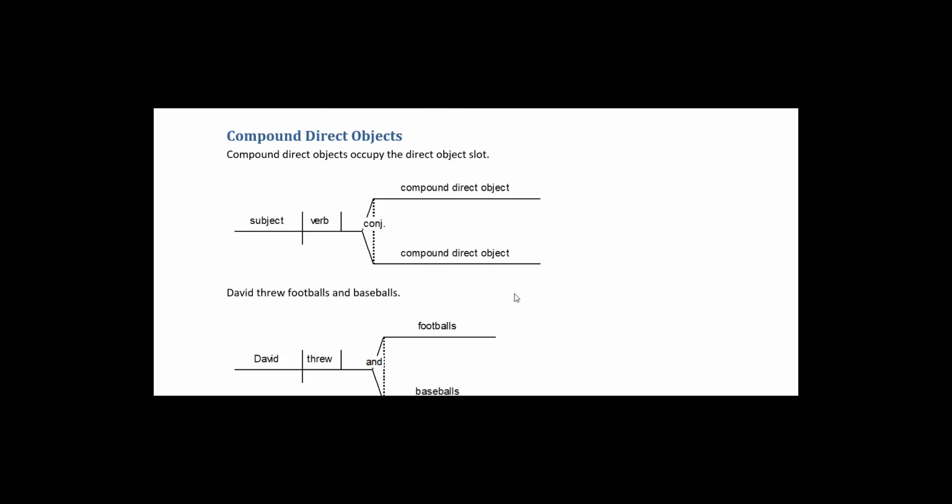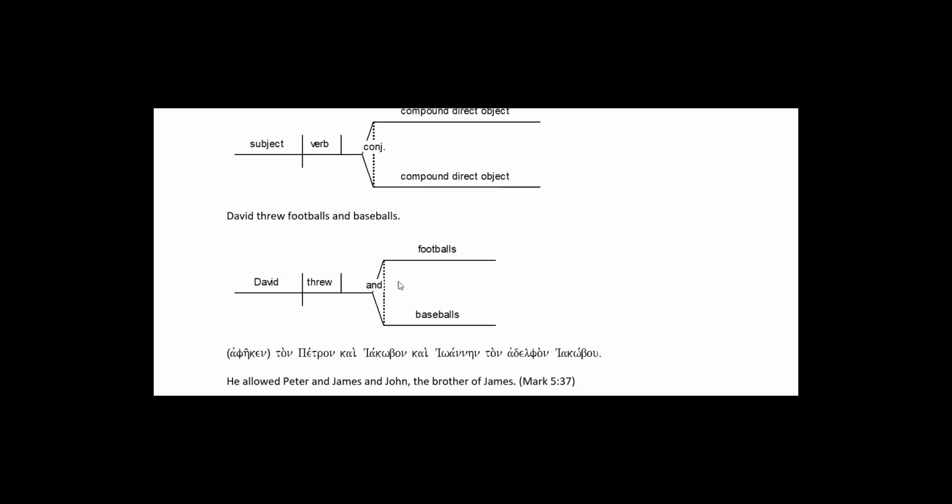You can do the same type of compound bracket when you have a compound direct object. So here we have David threw footballs and baseballs. One verb, but both objects are relating to that same verb. David threw footballs and baseballs.